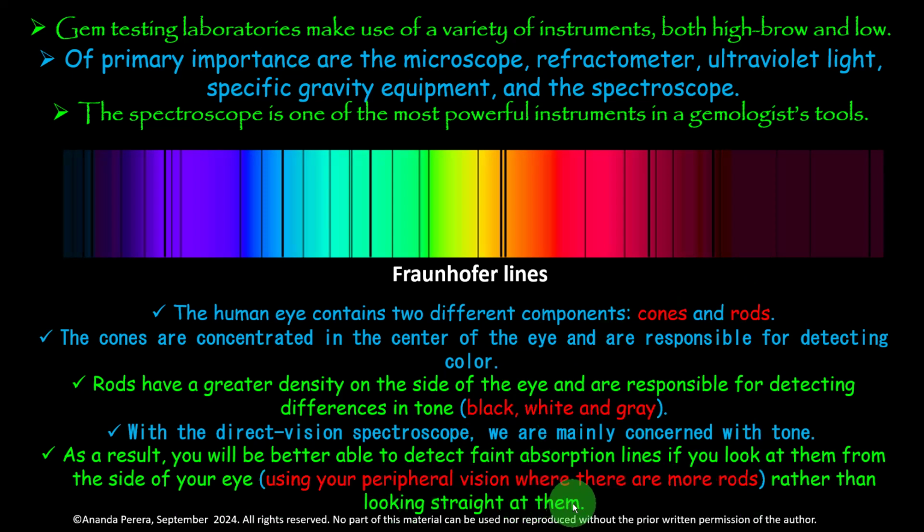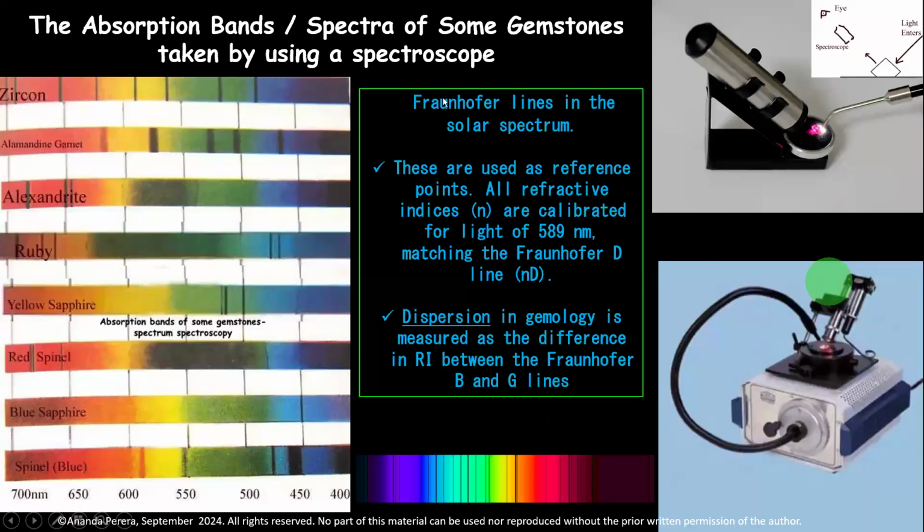When you are watching these Fraunhofer lines for the absorption spectra of the stone, remember, don't look directly there. Use the corner of your eye. So you have to use your rods, not the cones. Then rods can identify the black, white, and gray color differences. Then you can see. If not, you can't see this. So remember that.